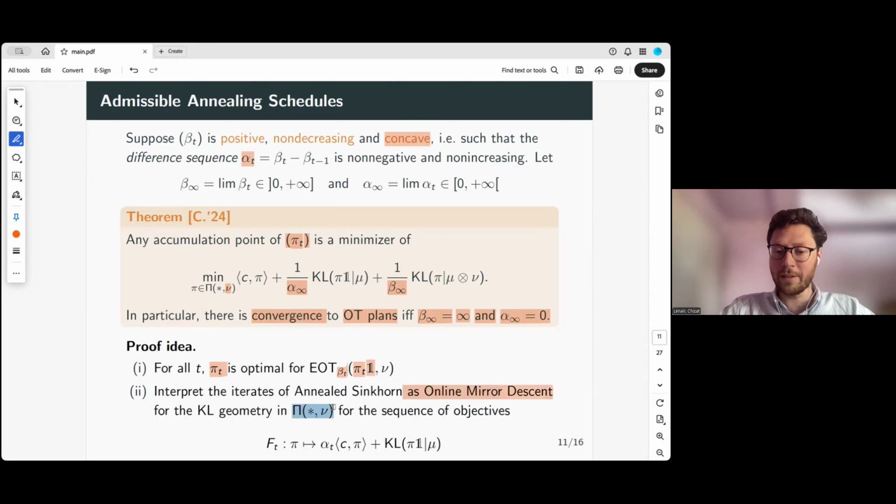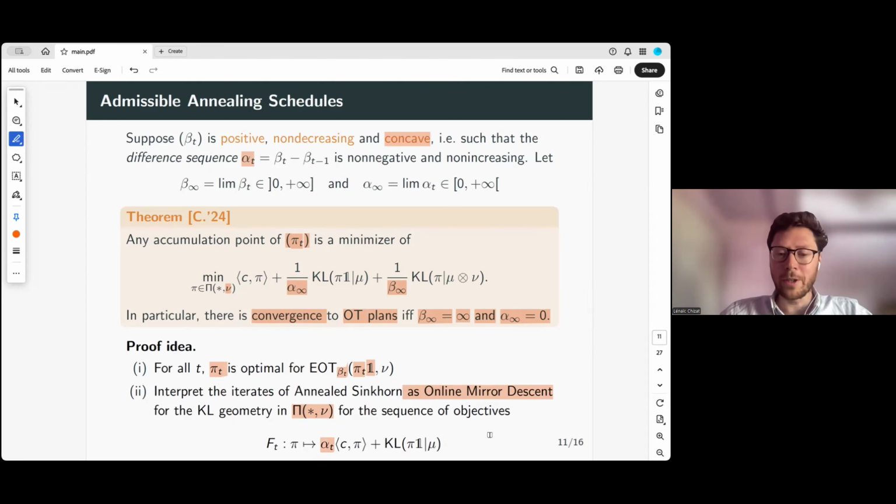on this constraint set, for the Kullback-Leibler geometry. So here you constrain only one of the marginals, and you have a sequence of objectives, which are these functions of pi. So you have a bit of transport cost multiplied by alpha, and a bit of Kullback-Leibler divergence between pi1 and mu. And so what you want is alpha to go to 0. Otherwise, you will never actually minimize the Kullback-Leibler divergence between pi1 and mu to 0. There will be a conflict here.